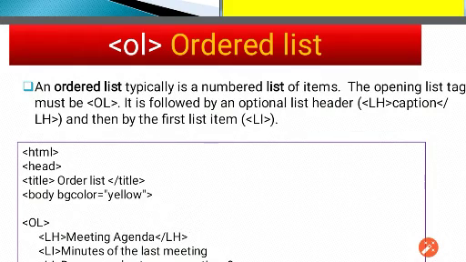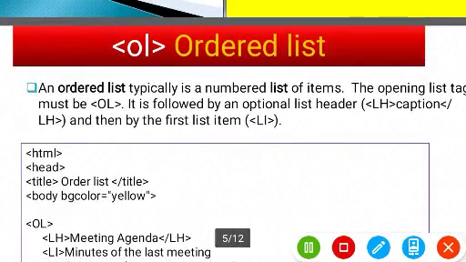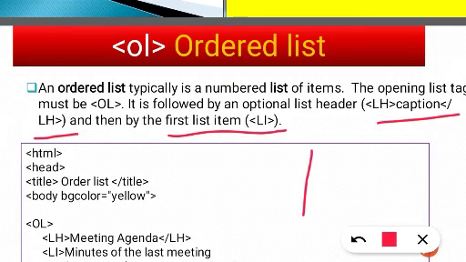You can write in capitals as well as small, the uppercase and the lowercase. Now the OL will be followed by an optional list header. You can use LH, that is the list header, or you can also not use it, which means it is an optional one, and then you have to use the LI tag. So LI is the list item. So let us see how to write this code.